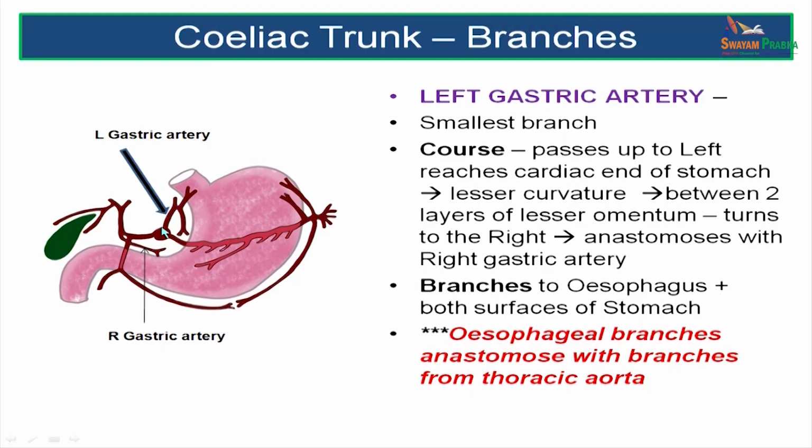Coming to the first branch of the celiac trunk, which is the left gastric artery. The left gastric artery you can see here. This is the left gastric artery which supplies esophageal branches. It runs to the left and then runs down the lesser curvature of the stomach to anastomose with the termination of the right gastric artery. It is important to note here that some of the esophageal branches of this left gastric artery anastomose with the thoracic branches of the esophagus coming from the thoracic aorta.